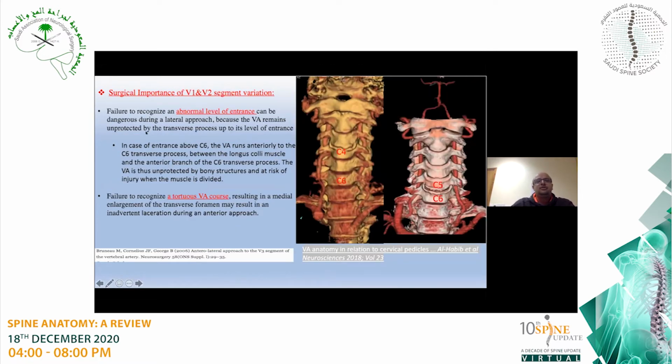The surgical importance of understanding the V1 and V2 segment variations is that if we fail to recognize the level of entrance, as I said before, it can be very dangerous in an anterior or even lateral approach. The reason is that the vertebral artery below the level of entrance is not protected by the transverse foramen, and it can form a tortuous course, which can be easily injured during, for example, ACDF, during dissection of longus colli to form the flap.